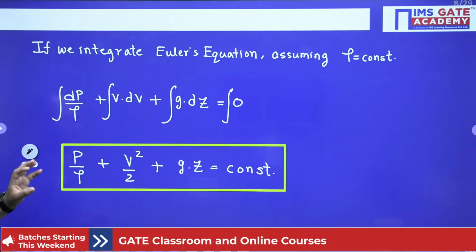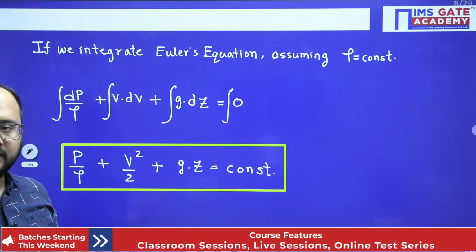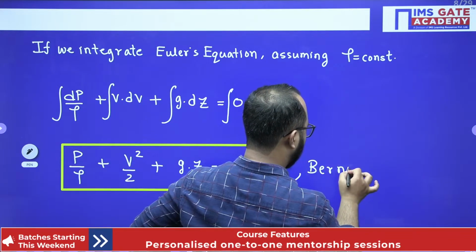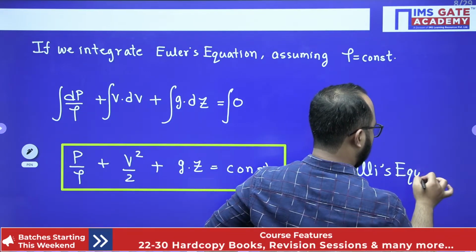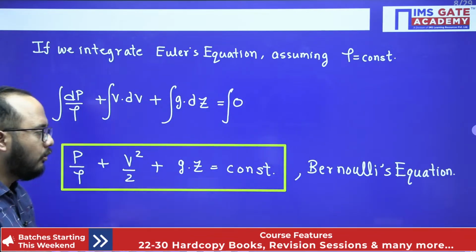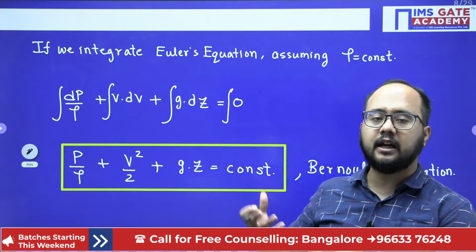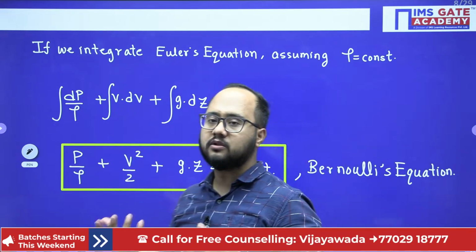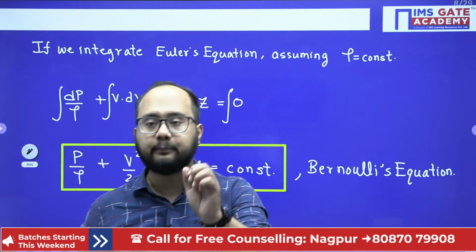Now, we can represent that Bernoulli's equation in different forms. We will see all the forms of Bernoulli's equation. Most of the important questions in interviews will ask what assumptions you have taken in order to derive this Bernoulli's equation, and what this Bernoulli's equation represents. Conservation of energy. Mostly students will say conservation of energy. That is correct, but not completely correct.